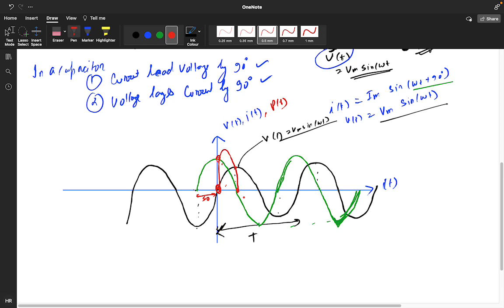Now you have, see, this is positive, this is negative, so it will come negative. This is negative, negative, so it will be positive. Right, Prasanna?